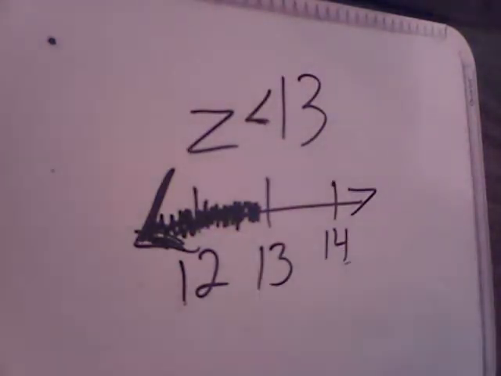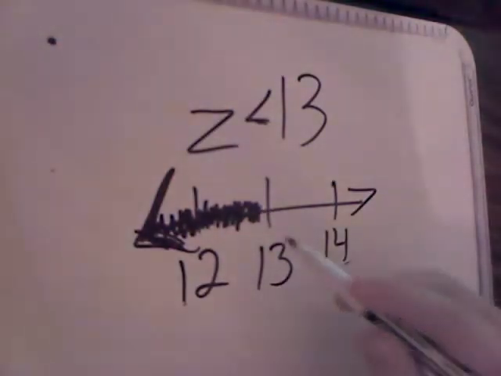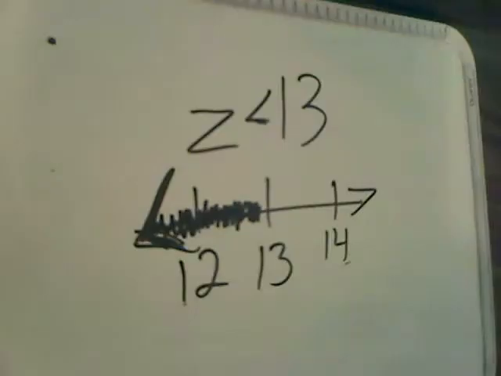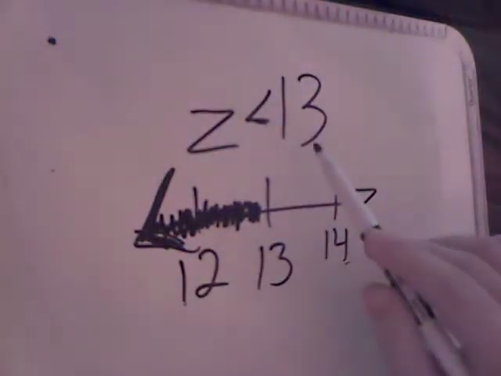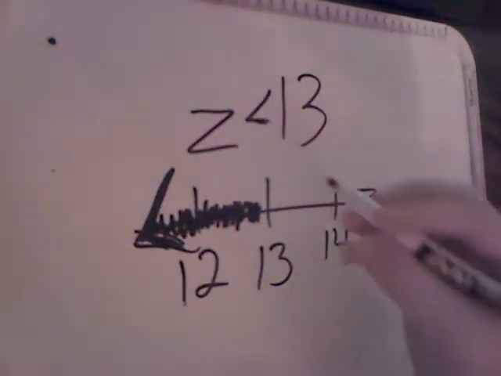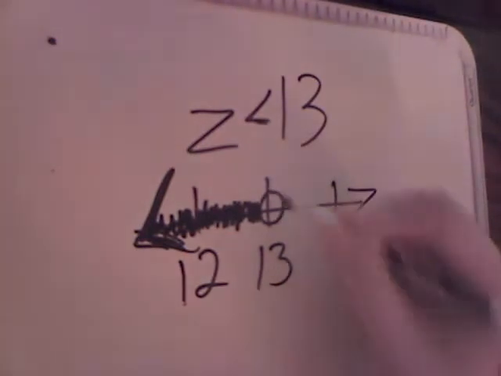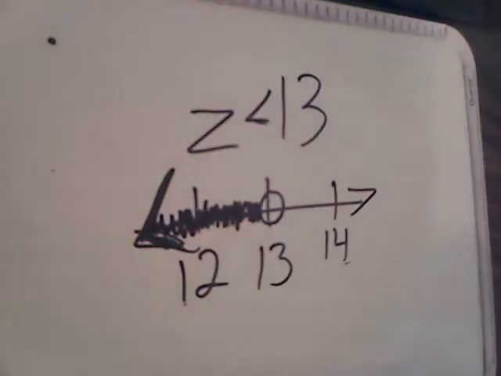Now, we're saying everything less than 13 can fit in for z. That means we could fit 12, we could fit 12 and a half, we could fit 12 and 9/10, but we can't fit 13. So to be able to show that we're talking about 13 but not using 13, we're going to put an open circle right on the number 13. That is a little bit off center, but you get the general idea. So that's how you graph an inequality.